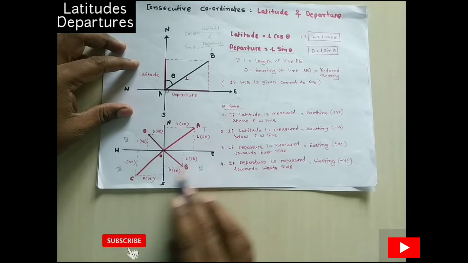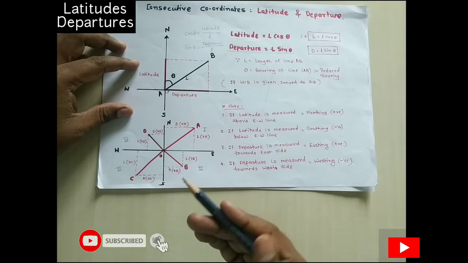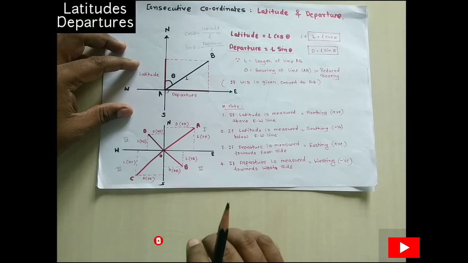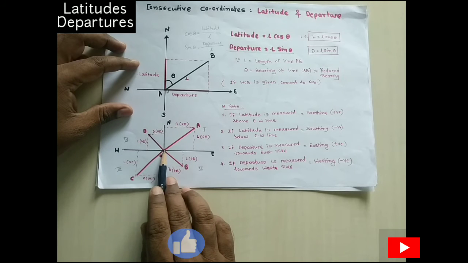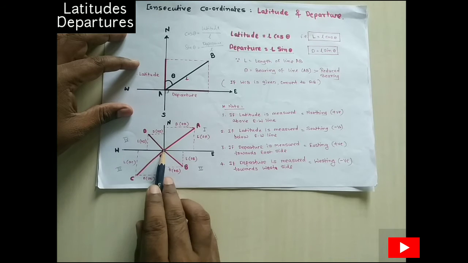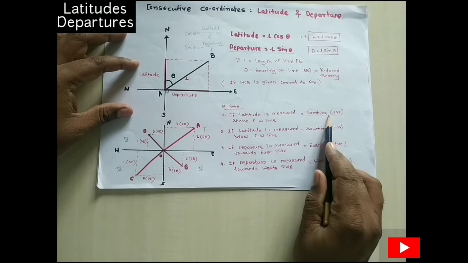Now one more important concept: what is northing, what is southing, what is easting, and what is westing. If the latitude is measured upward or above the east west side, then that latitude is known as northing.